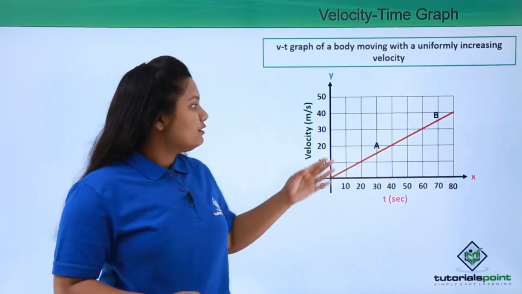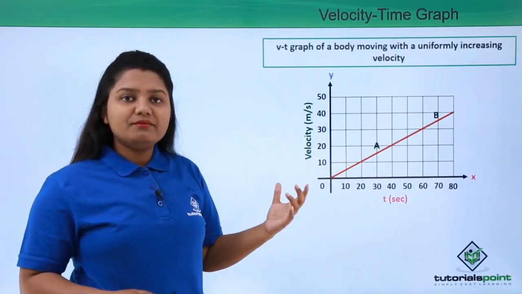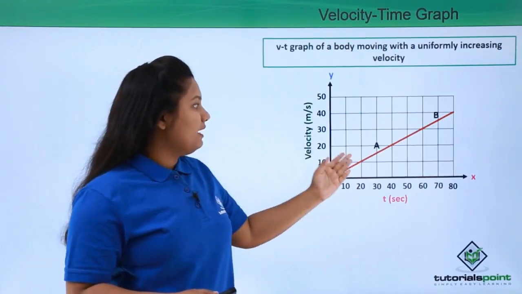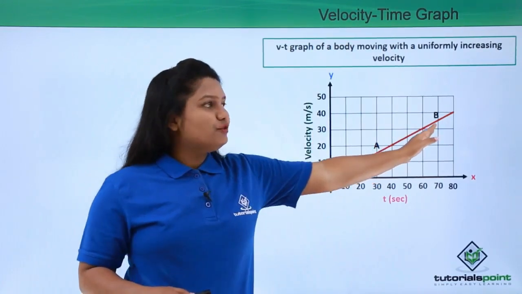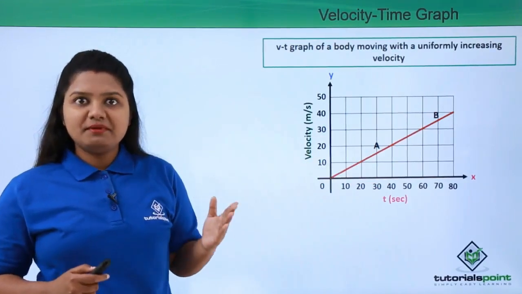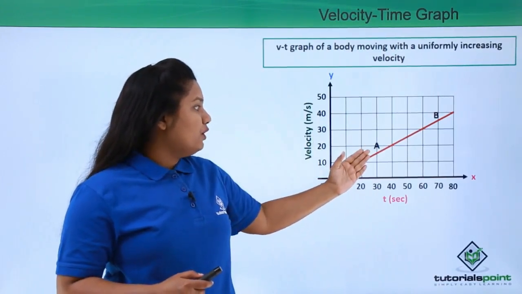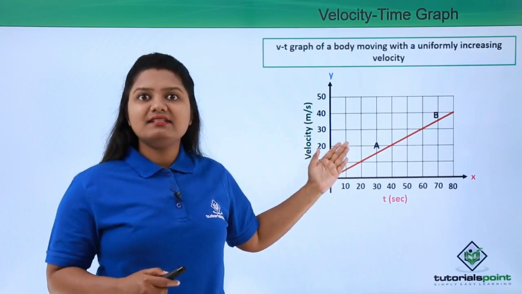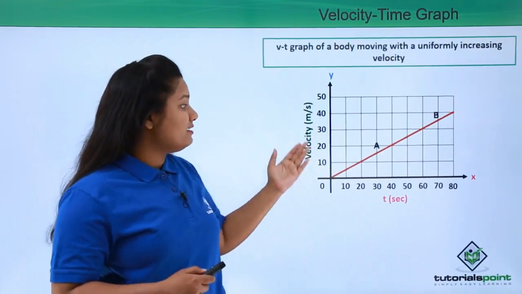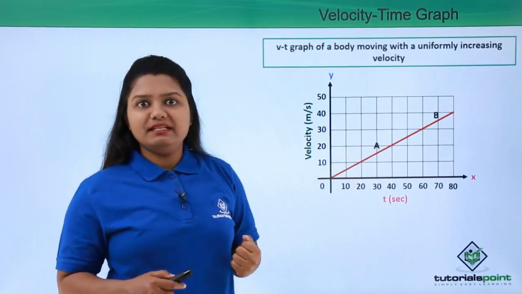For that, let us consider 2 points, A and B. Now we want to find the acceleration of the body from point A to point B. In order to do that, the first step is to find the value of velocity and time at these 2 points. That is, what is the velocity and time at point A and at point B.